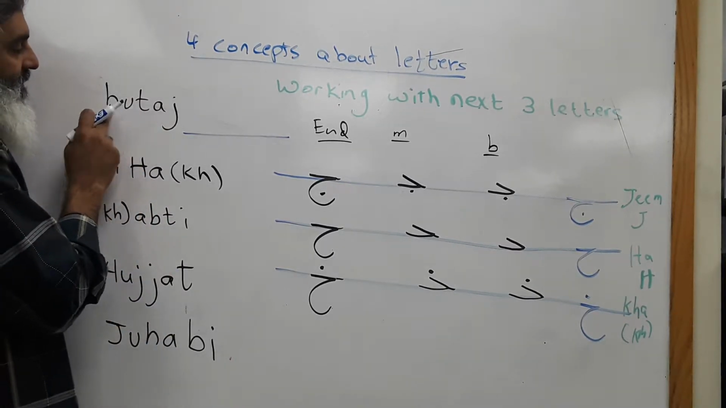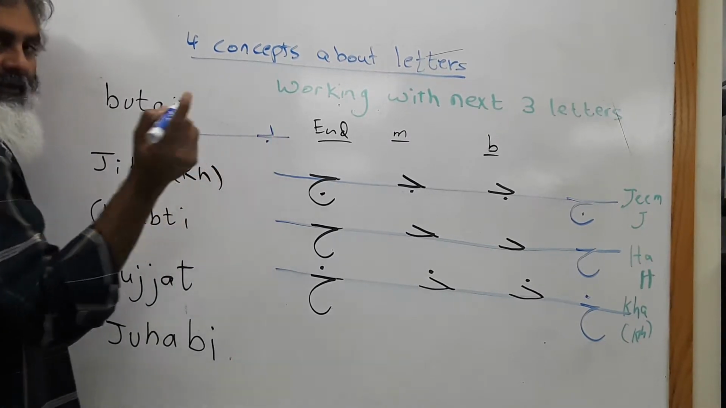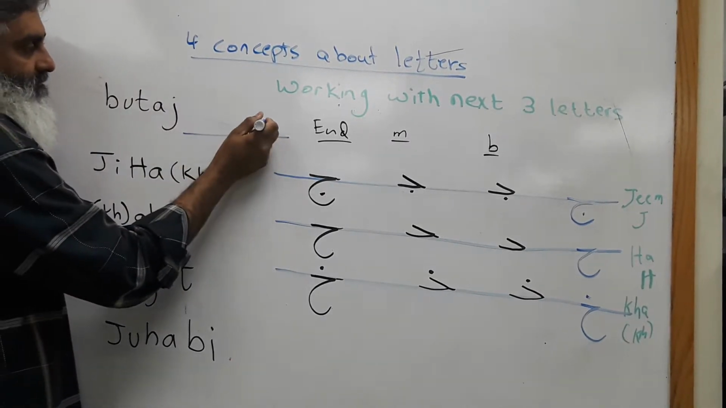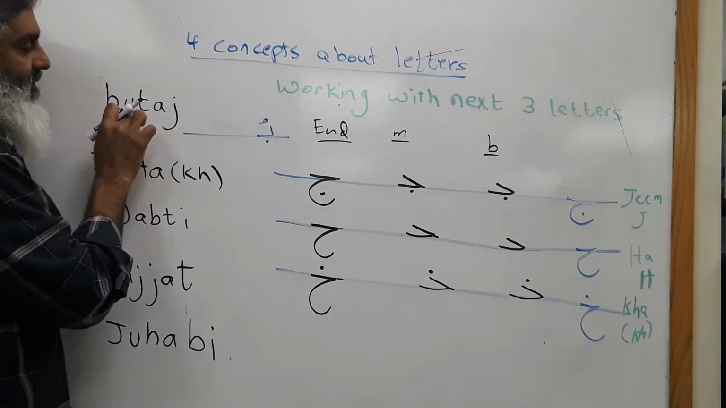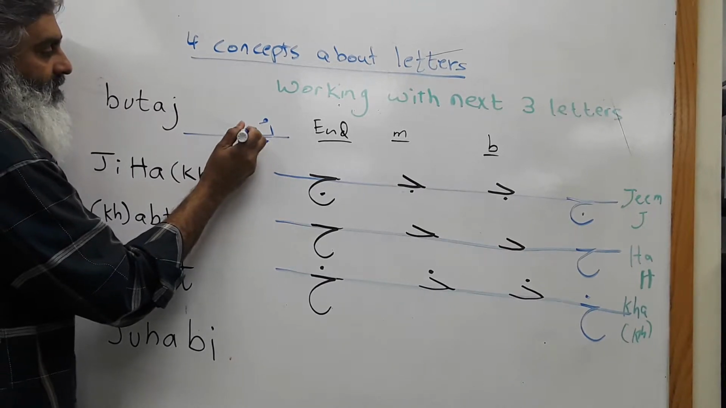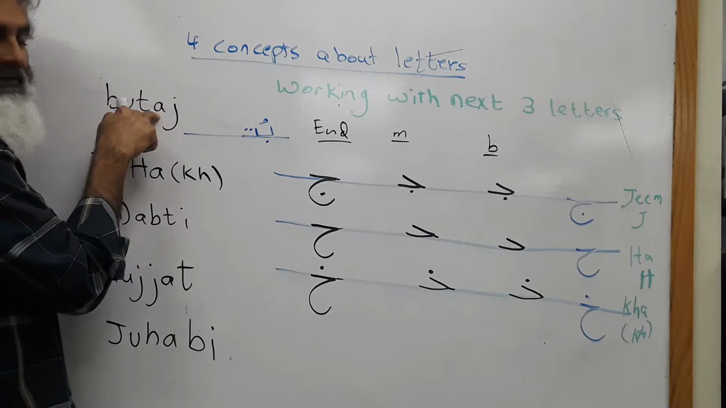So here, with you is letter Ba, beginning form, correct? With dhamma, right? Then the middle form of letter Ta, correct? With the vowel fatha.